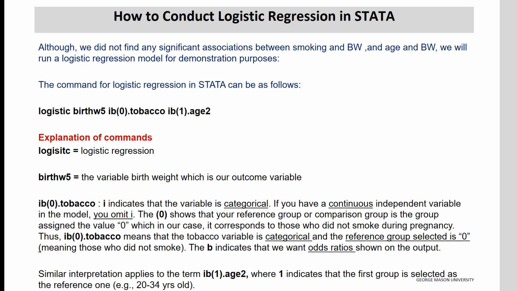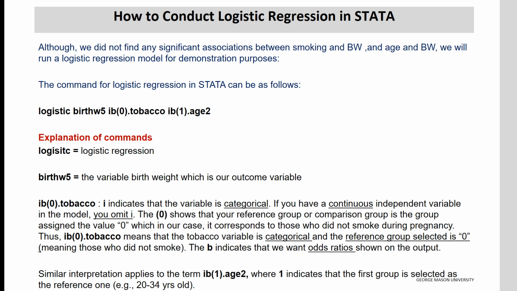Then you place the variable birth weight, which is our outcome variable. The outcome variable, or the dependent variable, has to go after the command logistic. And then we place the independent variables. So we start with tobacco, and as you can see, just before tobacco, you notice the letter I. I indicates that the variable is categorical. If you have a continuous independent variable, then you omit I.